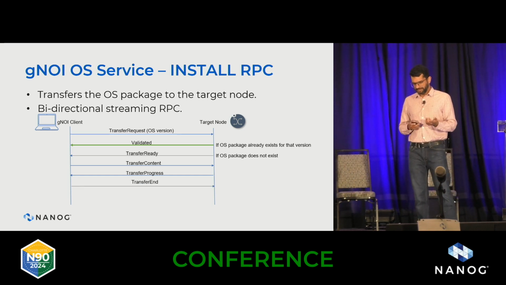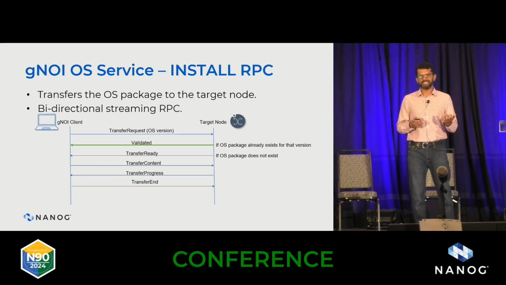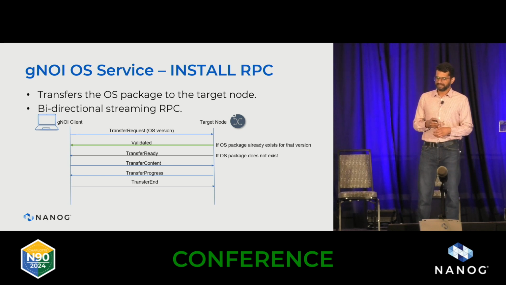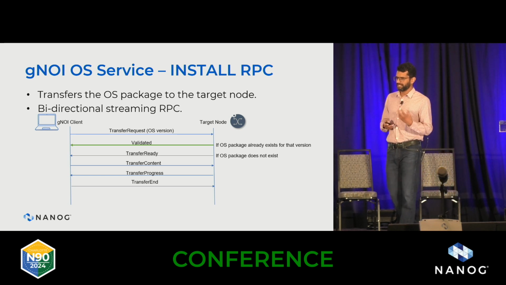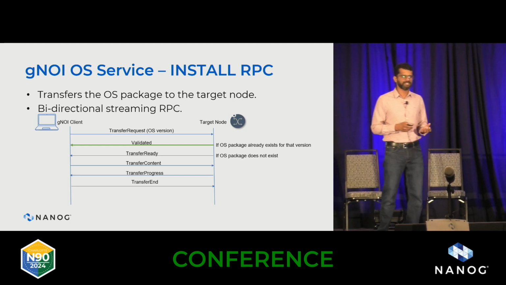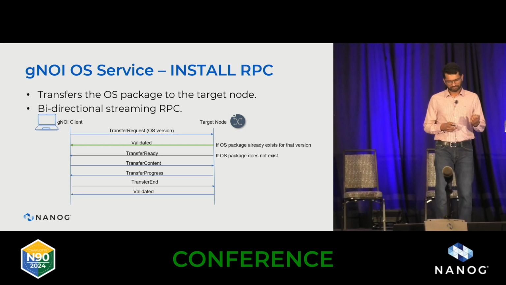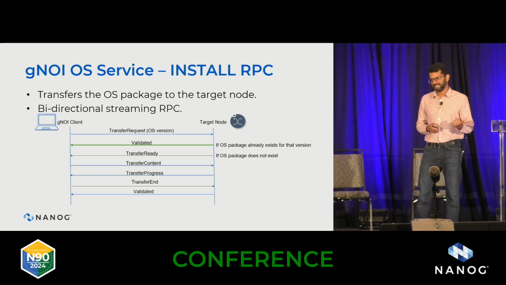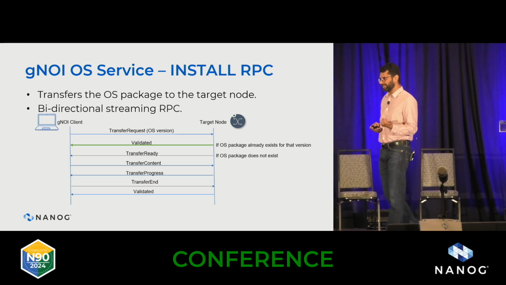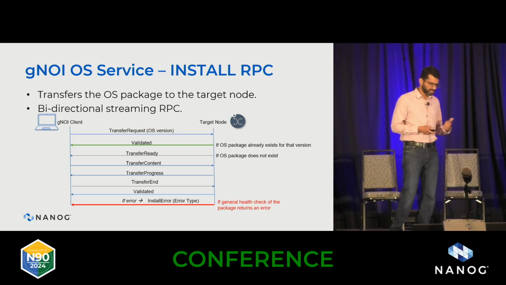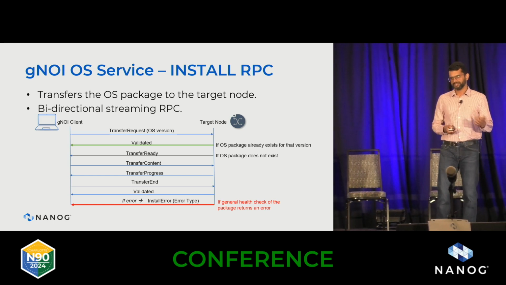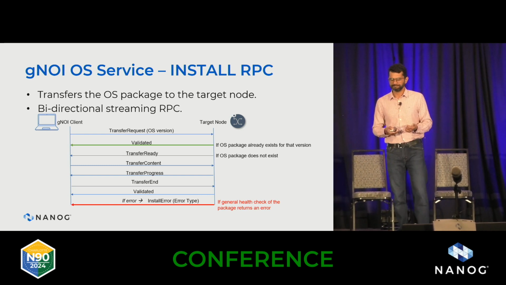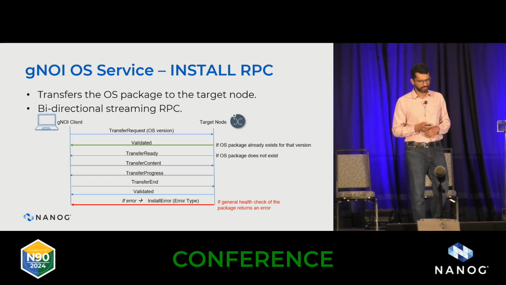At the end of the transfer, the client will send a transfer end message indicating that, okay, I have completed the transfer. And when the target receives that, it is going to do a health check of the image, make sure that the image was not corrupted, and then it is going to say it's validated. So it's all good, the transfer is done. Okay. If there is any error during the health check, then it will send an install error message back to the client indicating something went wrong. So in that case, we will have to initiate the transfer again after fixing the issue. So this is how the image transfer works.